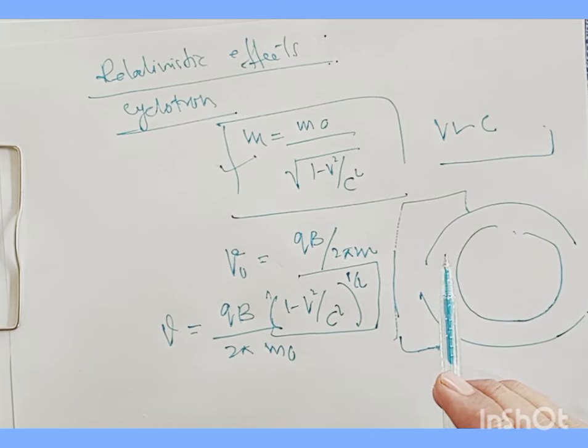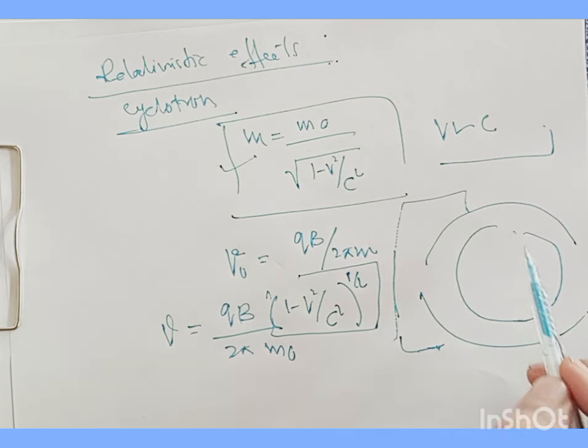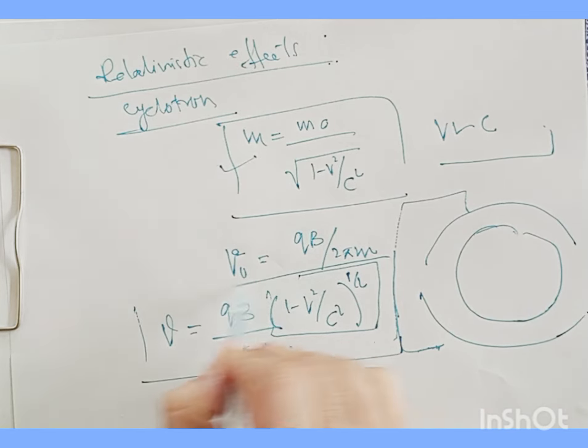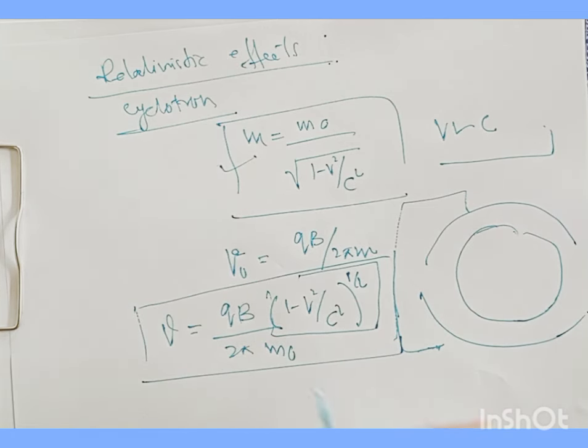During their motion, along the orbit of increasing order, the magnetic field should be consistently increased. And such kind of accelerators, where we enhance the magnetic field in accordance with the velocity of the charged particle, we call synchrotrons.